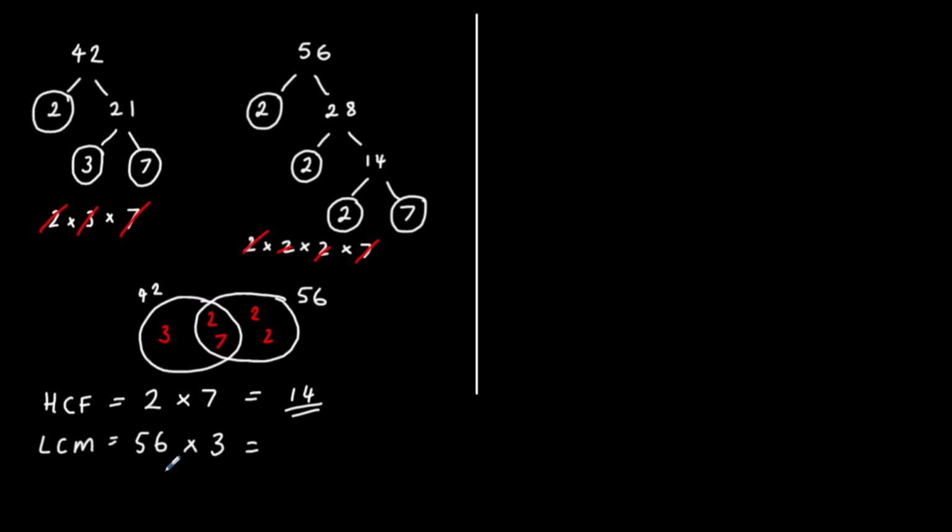50 times 3 is 150. 6 times 3 is 18. 150 plus 18 is 168. So the lowest common multiple of 42 and 56 is 168.